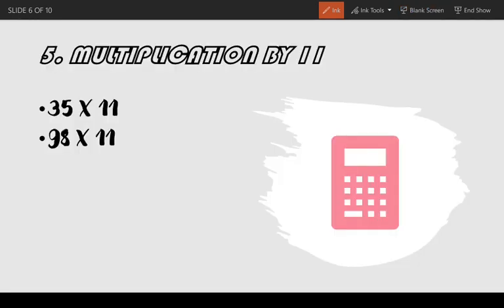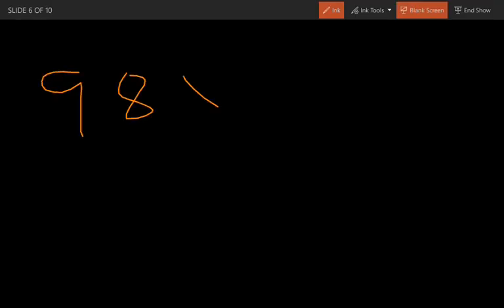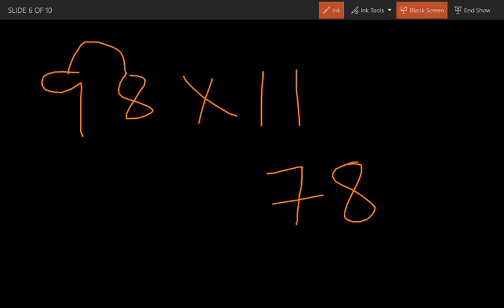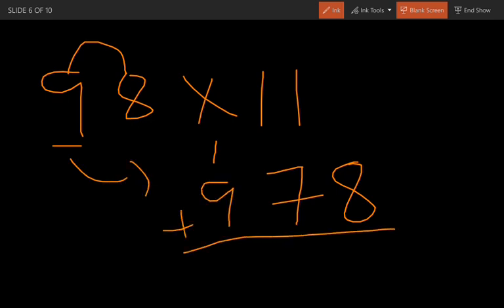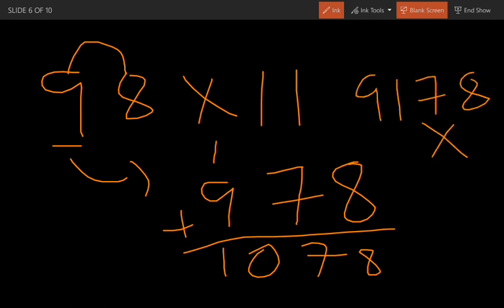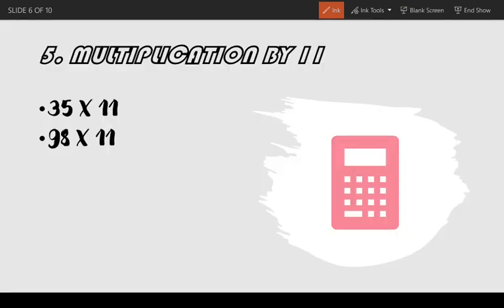For 98 into 11, write the last number as it is, and 9 plus 8 is 17. So write 7 here, and 1 is the carry for the next number. The next number you write is 9 as it is. Add the carry: 1 plus 9 is going to be 10. So the answer is 1078, not 9178. That is not going to work. The right answer is this. I think you understood how to solve it if you have a carry.